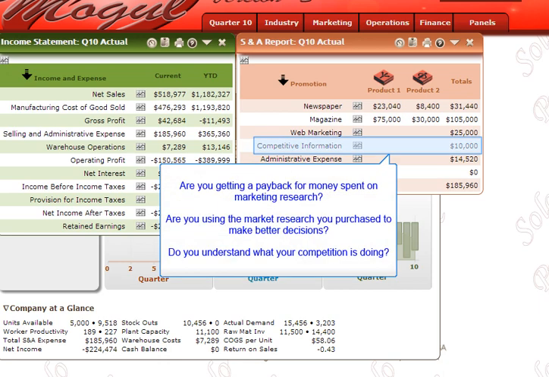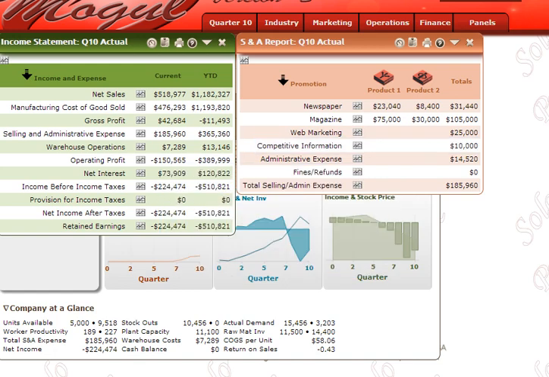You should also look at money you spent on market research. Are you getting payback for the money you spent? Are you using that information you purchased to make better decisions in the future that then will translate into higher profit? Are you buying information and then not analyzing it? These are all questions that you need to answer as you look at your S&A report.